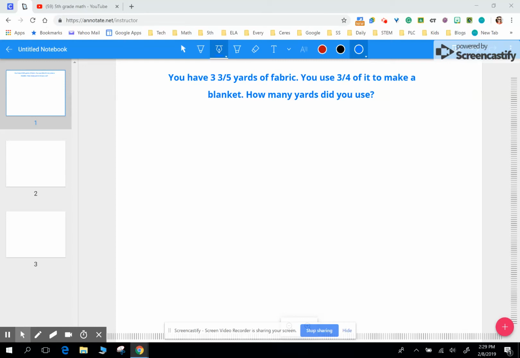You have 3 3/5 yards of fabric. You use 3/4 of it to make a blanket. How many yards did you use? So I'm going to start with 3 3/5 yards of fabric, and I'm going to take 3/4 of that fabric.